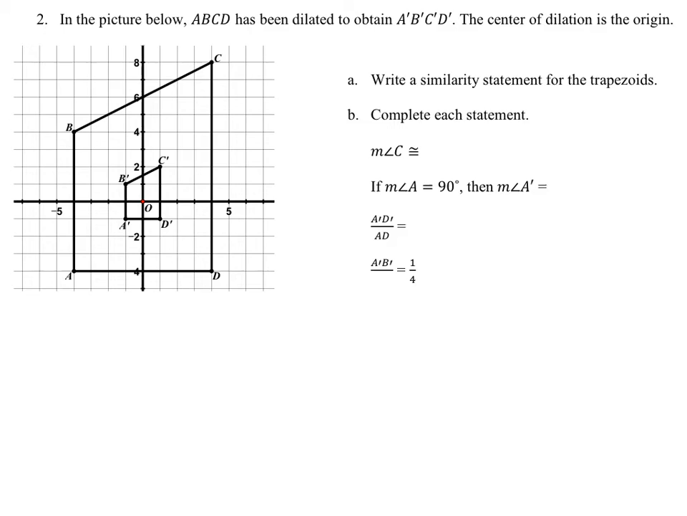Quadrilateral ABCD has been dilated to obtain A prime B prime C prime D prime. The center of dilation is still the origin, which they've shown in red right there in the graph. Write a similarity statement for the trapezoids. So we have trapezoid ABCD, and this one should be similar to A prime B prime C prime D prime. And that is our similarity statement.